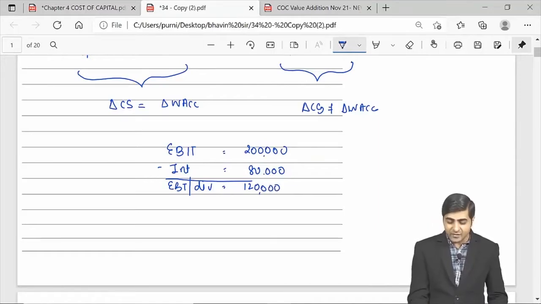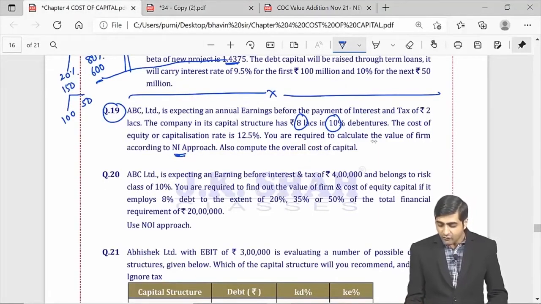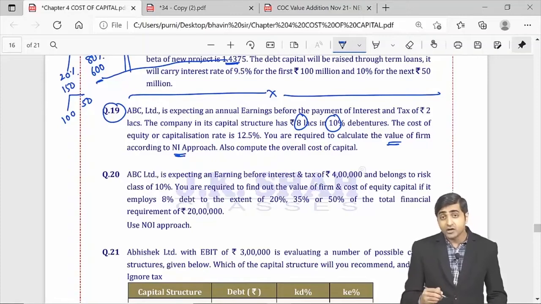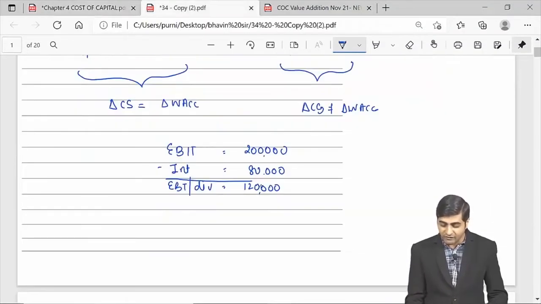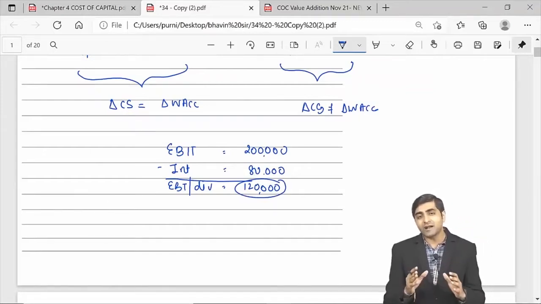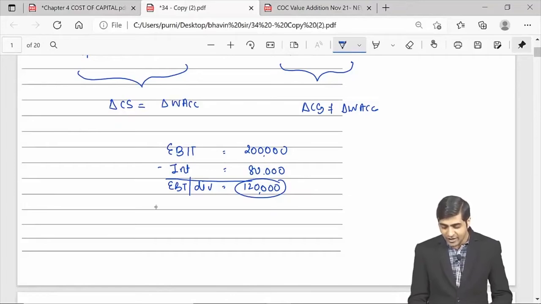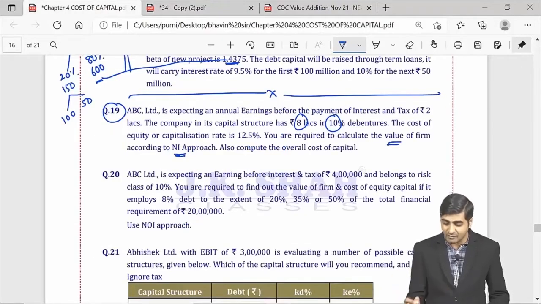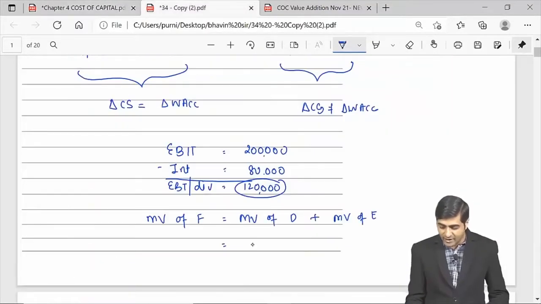Okay. And guys, when we are talking about your value of the firm, how will you calculate it? That will be nothing but market value of your equity plus market value of debt. Your market value of equity will be nothing but whatever will be your dividends, capitalized by KE. That's how your market value of equity will be calculated. So guys, your market value of firm is nothing but market value of debt plus market value of equity, and don't forget this, your market value of debt will be nothing but the book value of debt, which will be 8 lakh rupees.